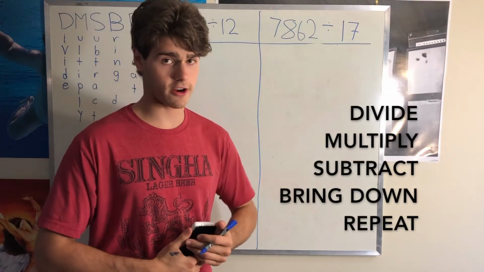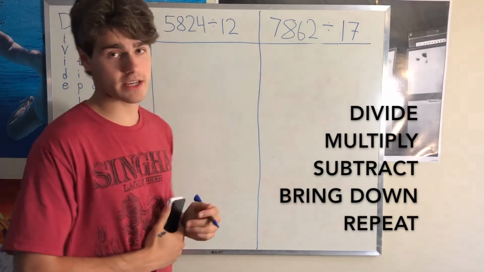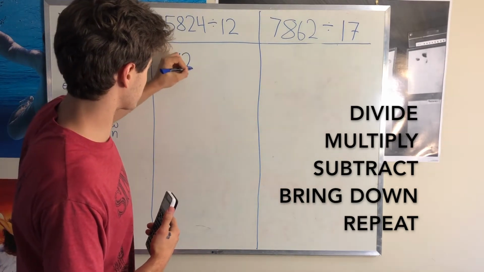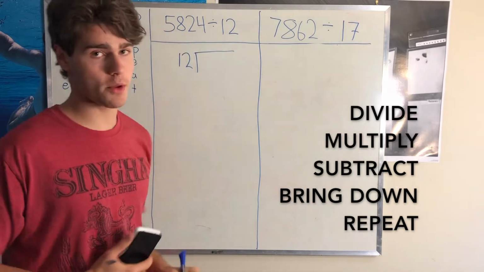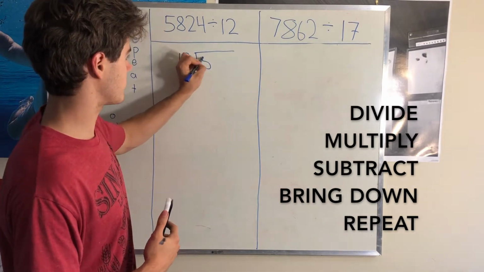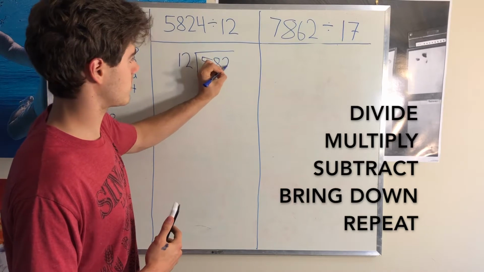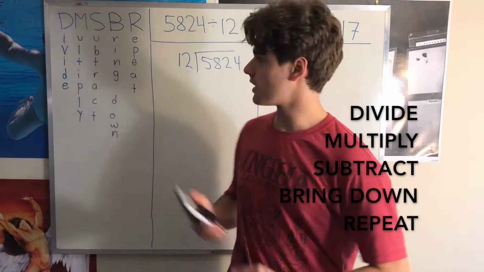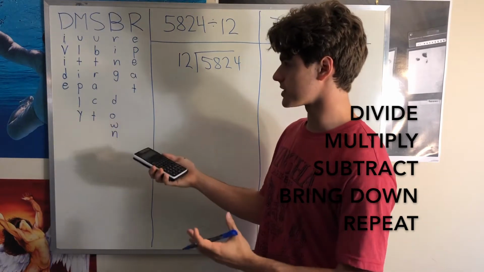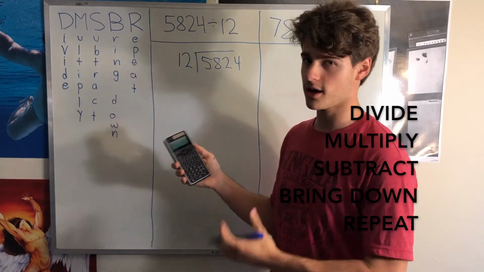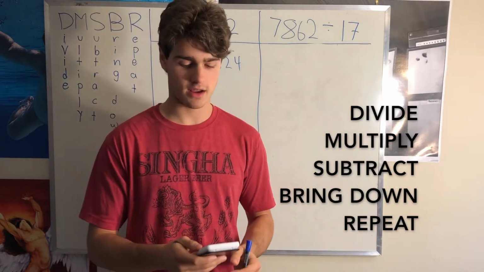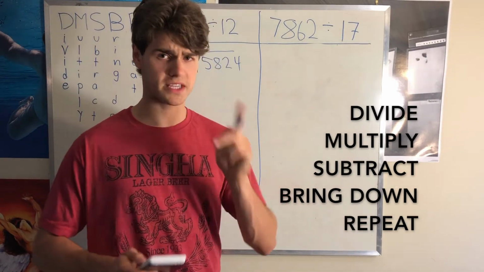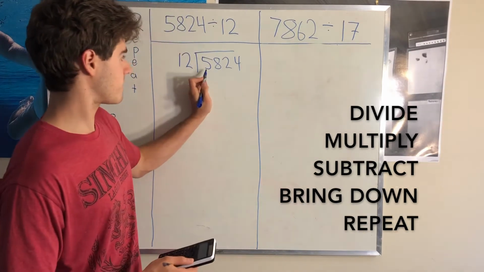All right, so let's take a look at our first example. We have 5,824 divided by 12. So we're going to write the divisor over here, and then in a half open rectangle, we can write our dividend, which is 5,824. Now we're going to follow this simple procedure of divide, multiply, subtract, bring down, and repeat on both of these examples, and I'll guide you through it very slowly so you can see how it's done. So our first step, D, divide. We're going to divide 5 into 12.